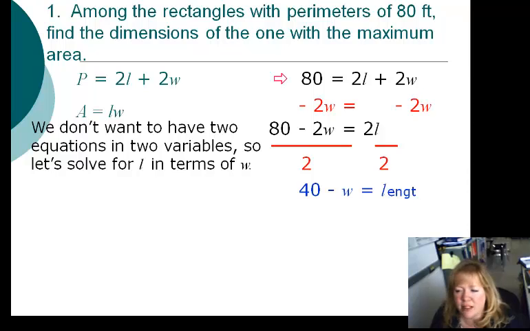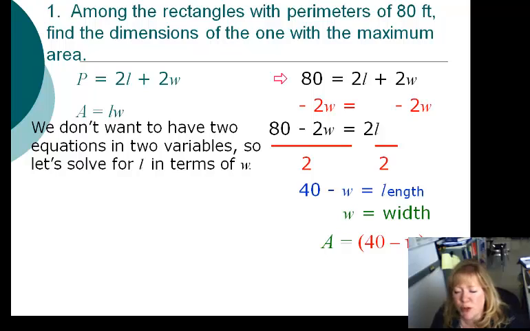L represents the length. So now we have that the length is 40 minus W, 40 minus the width, and the width is W. So we can plug that back into the formula for area. Area is length times width. We have 40 minus W, and W, and we're going to plug that into the area formula. Now we have one equation and one variable, and we're wanting the maximum area we can find.